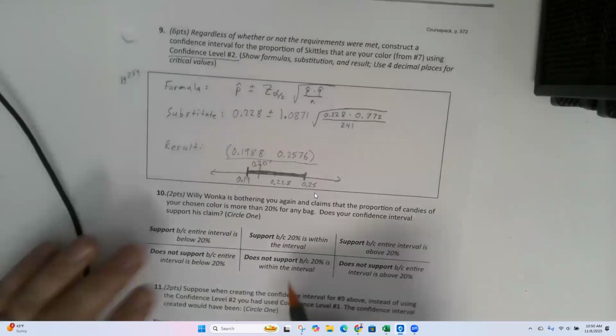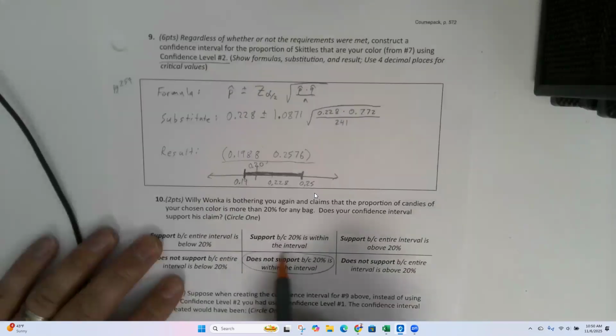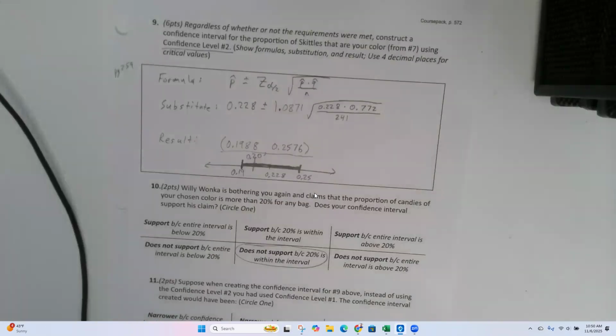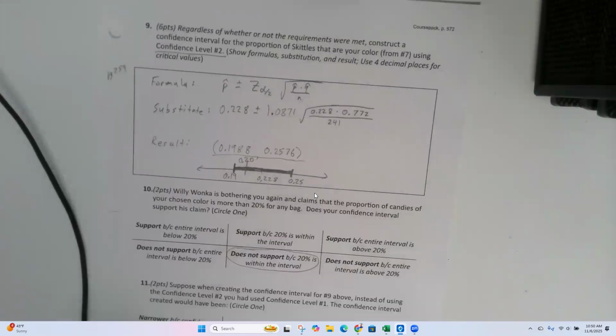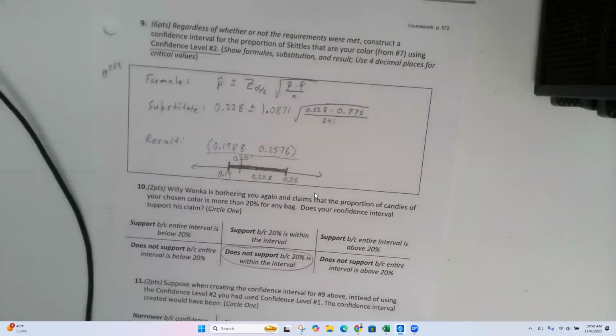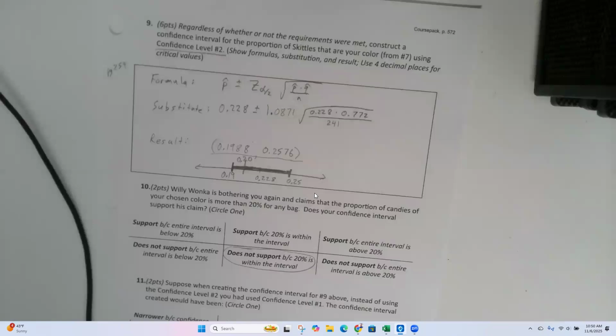So I disagree with Willy Wonka. Willy Wonka is saying that there's something weird going on at the Skittle Company and they're making more yellow. That was what I thought, right? I was like, I don't like yellow. I think they're making more than they should. But no, I'm 72% confident that actually they are making 20%.